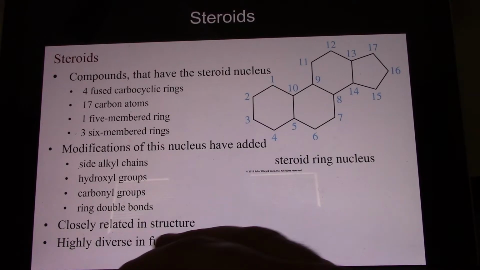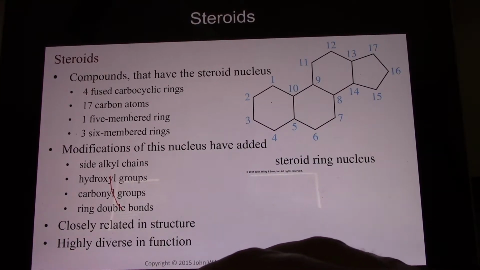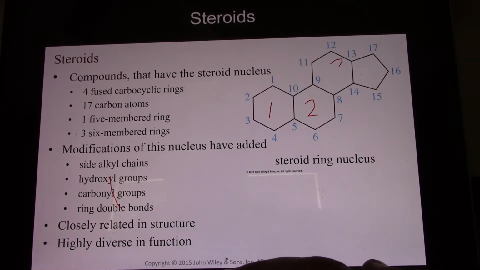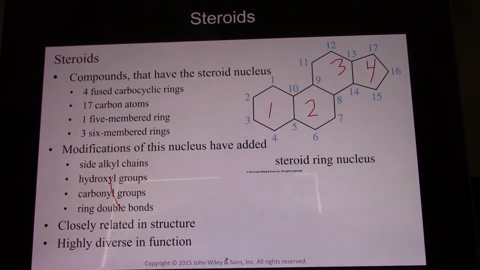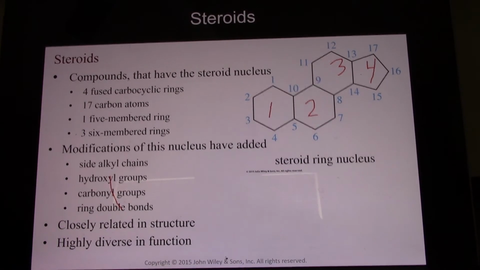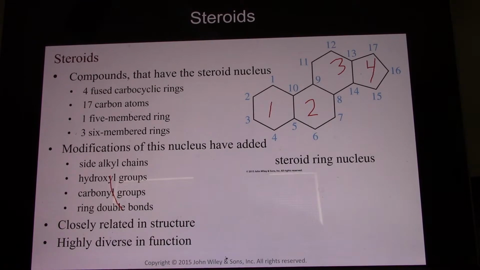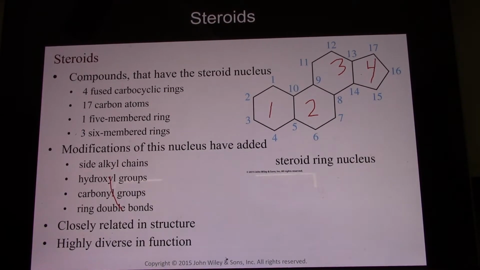Steroids. Here we have 4 rings fused together. Notice 1, 2, 3, 4. These are synthesized in the liver as cholesterol, and the cholesterol is chemically modified to make things like testosterone or estrogen or progesterone or any other steroid hormone that we're utilizing here.